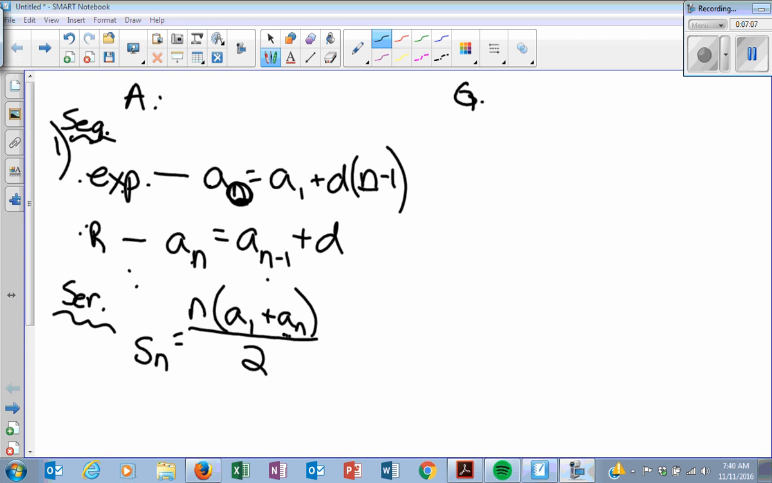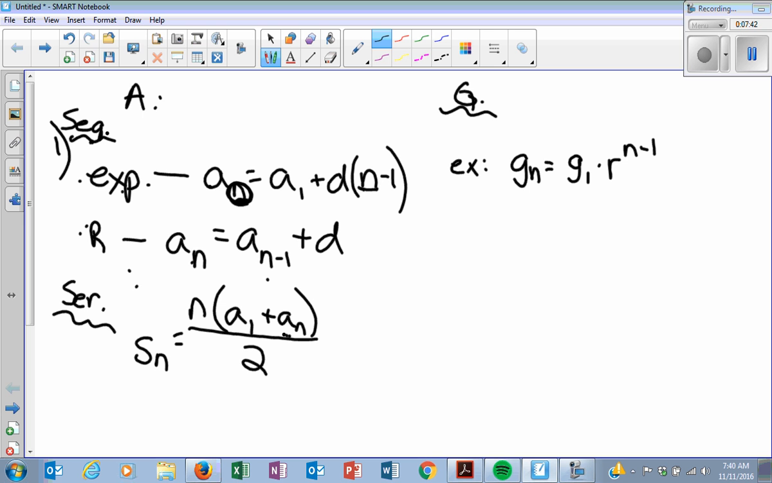Now, in geometric, we had formulas that were, again, the same thing. We had an explicit formula. What was the explicit formula? Gn equals G1 times R to the n minus 1 power. And that will find any of the terms in this sequence.